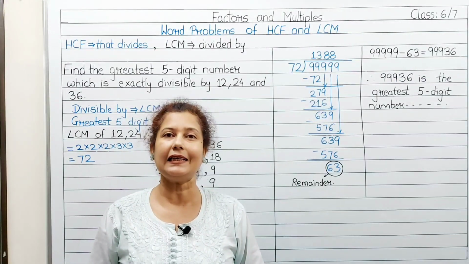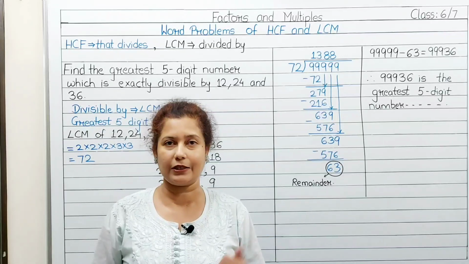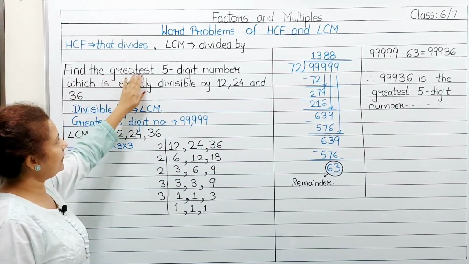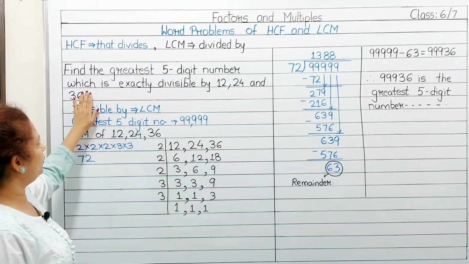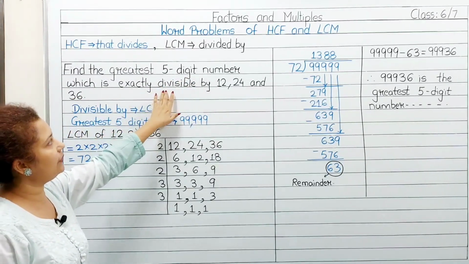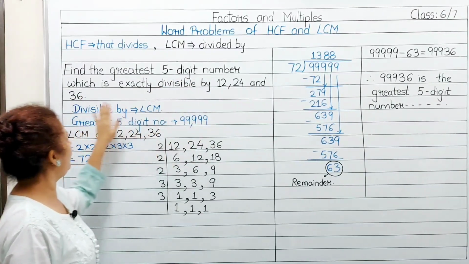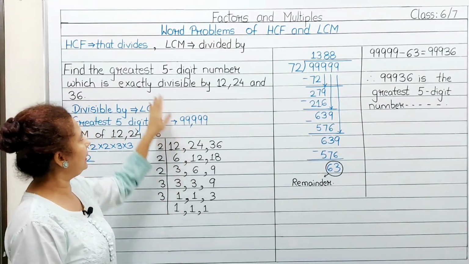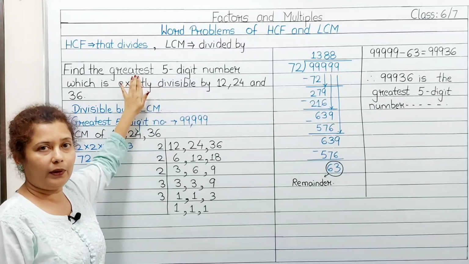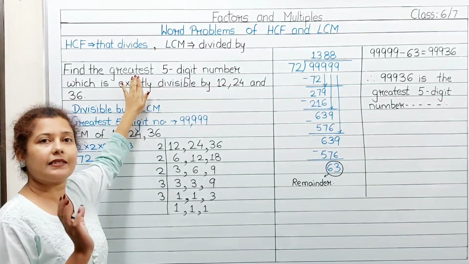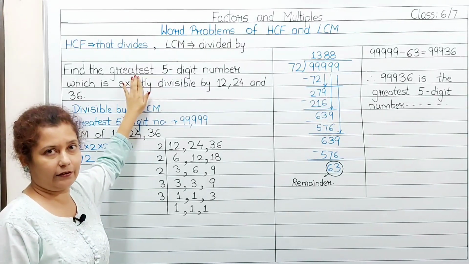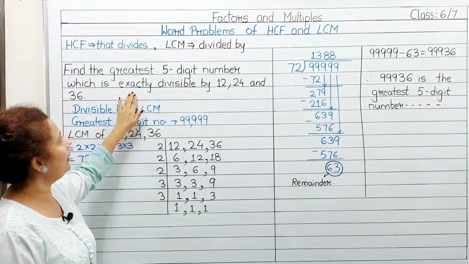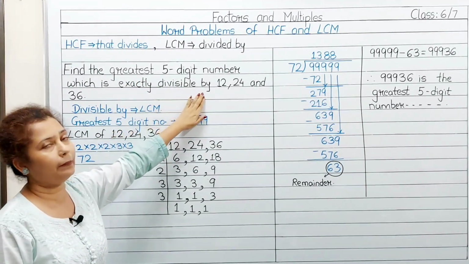Next sum is slightly tricky and different from the rest of the sums which we have done. Find the greatest 5-digit number which is exactly divisible by 12, 24 and 36. Here students make a mistake by seeing the word greatest. They start finding the HCF. But here you have to pay attention that it is given exactly divisible by.